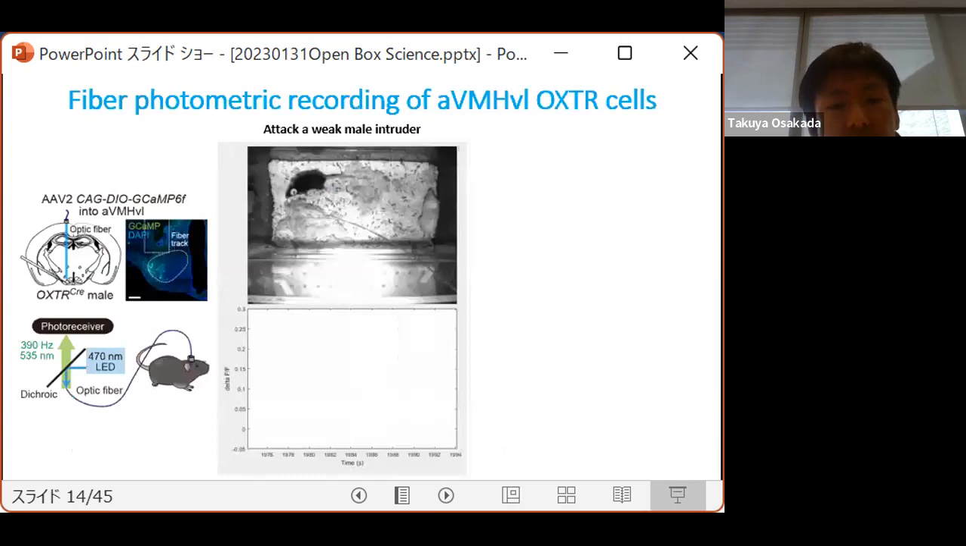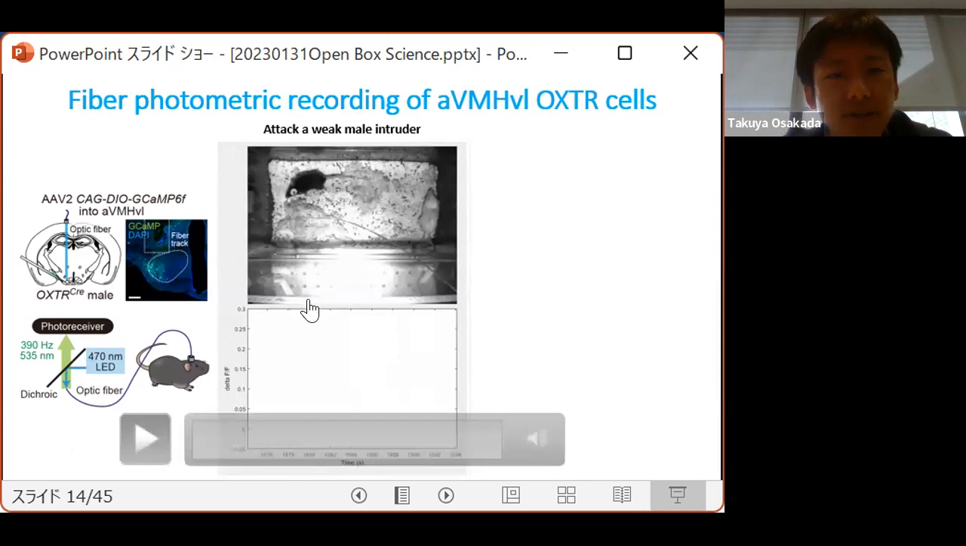Next, we performed recording of neural activity with fiber photometry during social behaviors. On the left side there is the scheme. We used oxytocin receptor Cre animals with GCaMP expressing virus and optic fibers implanted.